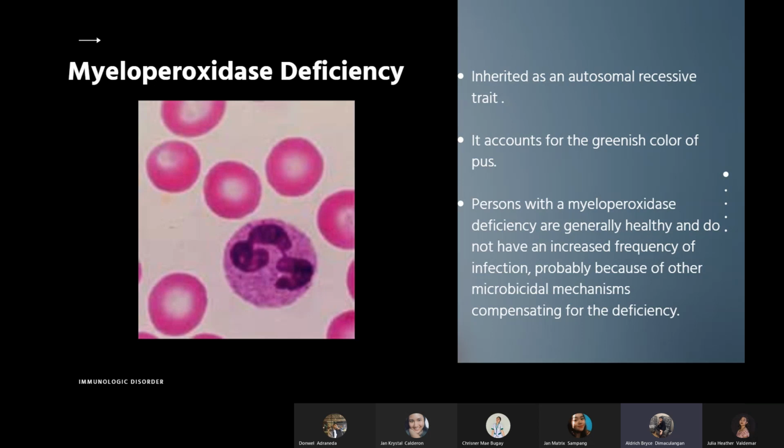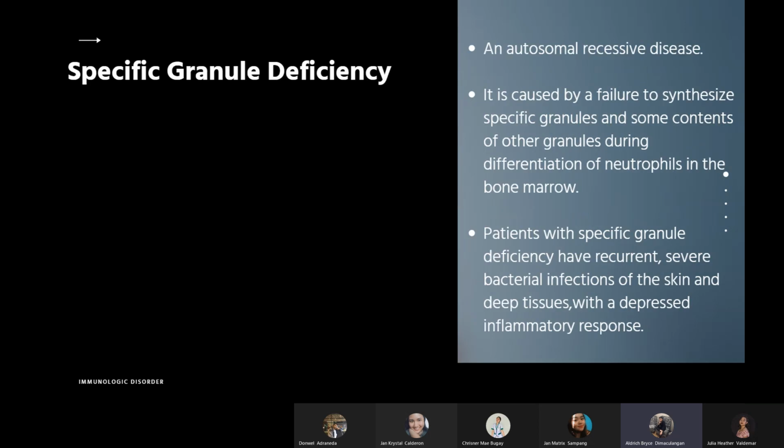So for our next slide, Miss Bugay will present the next topic. Meron specific granule deficiency. Sorry. This is also an autosomal recessive disease. It is caused by a failure to synthesize specific granules and some contents of other granules during differentiation of neutrophils in the bone marrow.